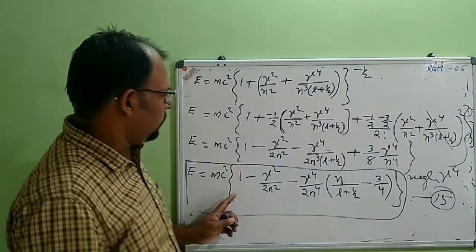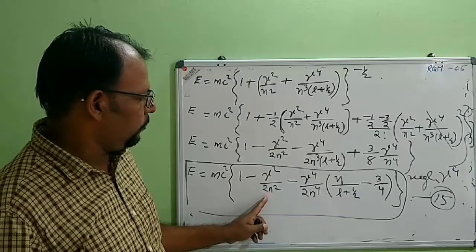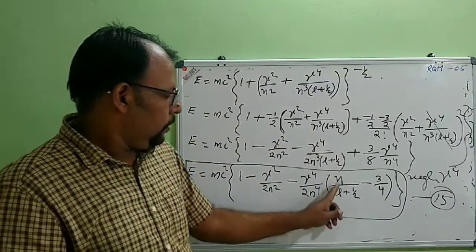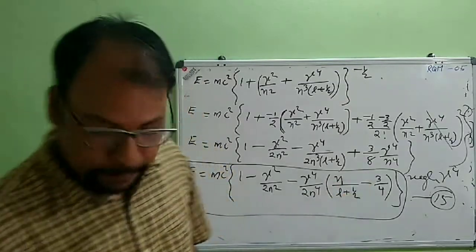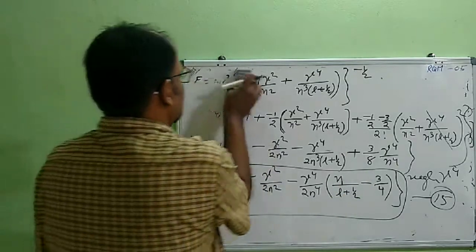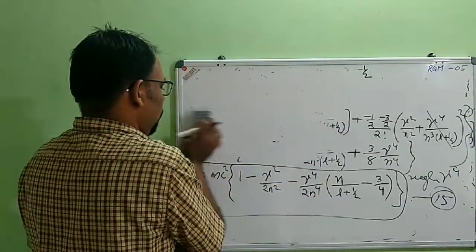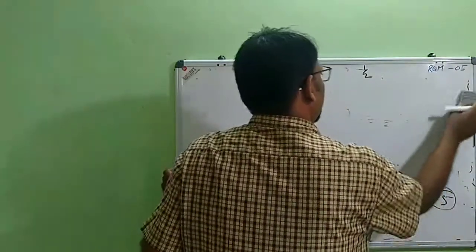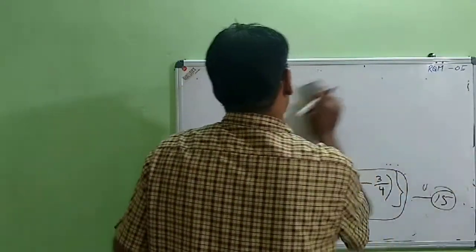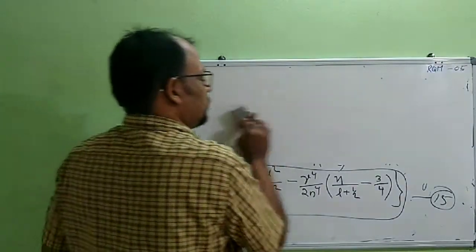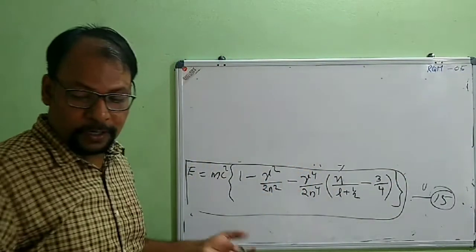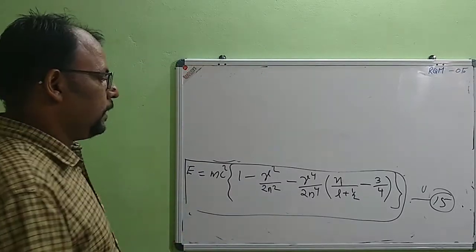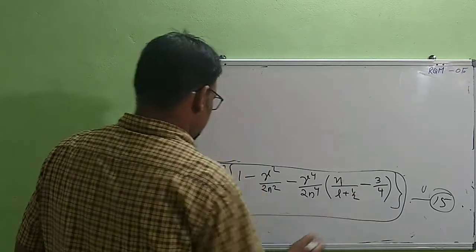So E equal to mc square into 1 minus gamma square by 2n square minus gamma raised to 4 by 2n raised to 4 into n by L plus half minus 3 by 4. These are the energy levels obtained for Coulomb field using relativistic wave equation. Now we can compare this equation with the energy levels obtained in the case of non-relativistic case. This equation 15 represents the energy levels in the case of non-relativistic case.